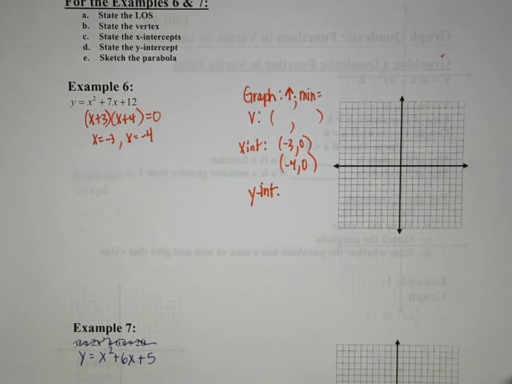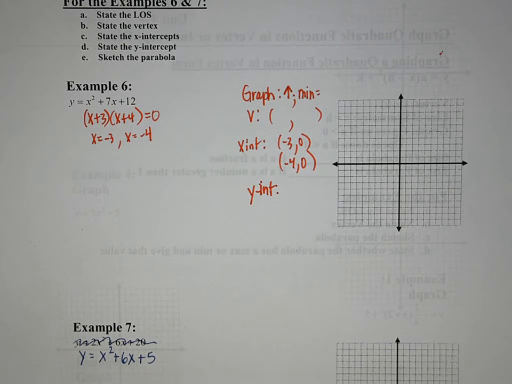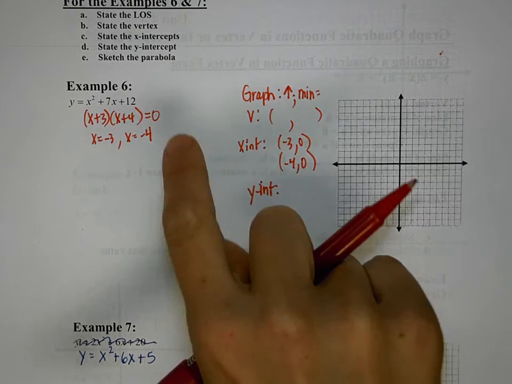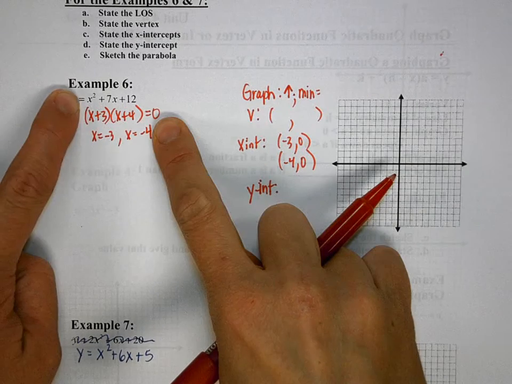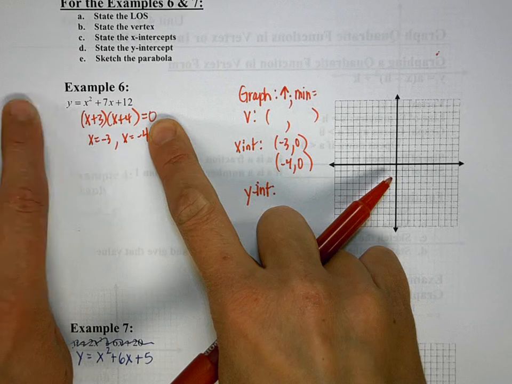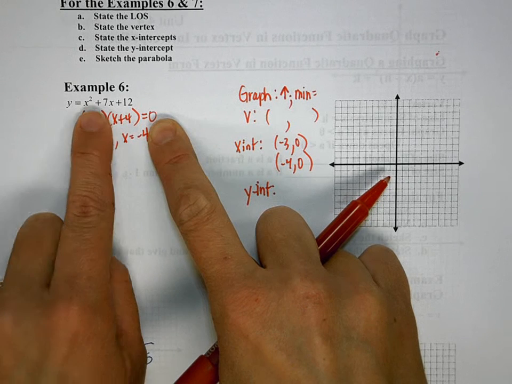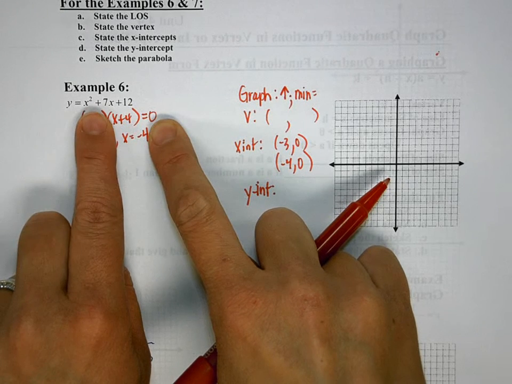Who remembers how to find your y-intercept? Your y-intercept is where x is 0, right? So here, when we are finding our x-intercepts, we plugged in 0 for y and solved for x. So if we want to find our y-intercept, we're going to plug in 0 for x.